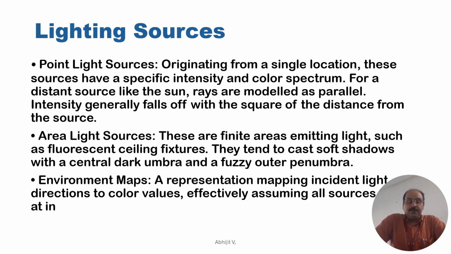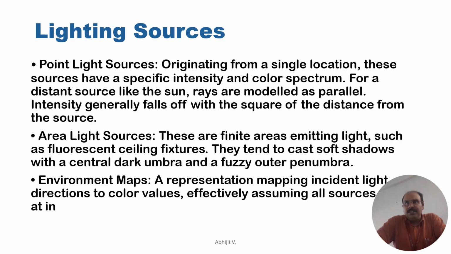Area light sources. Finite areas. It's a limited area, like a flashlight or something like that, or fluorescent ceiling fixtures. These shadows are not very sharp. They are soft shadows. Okay. You know what is umbra and penumbra?